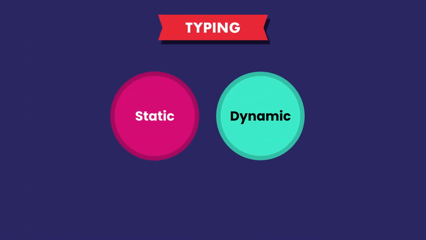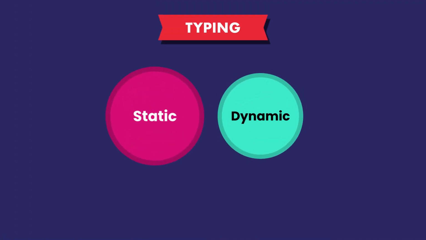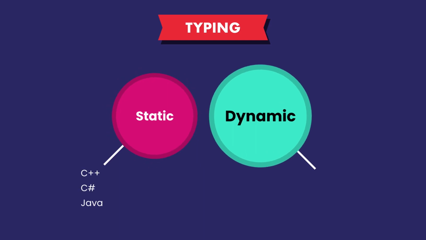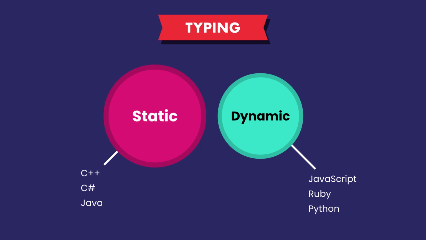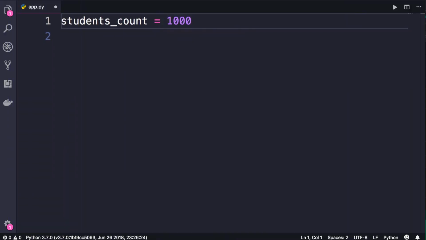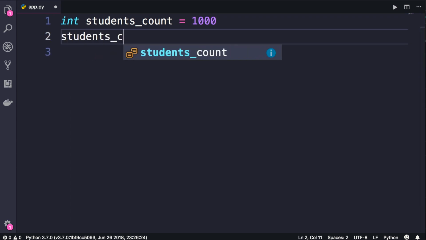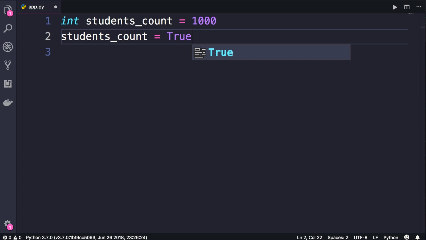In terms of typing, programming languages fall into two categories: static languages like C++, C#, and Java, and dynamic languages like JavaScript, Ruby, and Python. In static languages, when declaring a variable, we need to specify its type. For example, in C#, when declaring this variable, we need to set its type to an integer. So with this, the type of this variable will always be an integer. When we compile this program, our compiler knows that students_count is an integer. So if we accidentally try to set it to, let's say, a boolean later on, the compiler will complain. This is how static languages work.